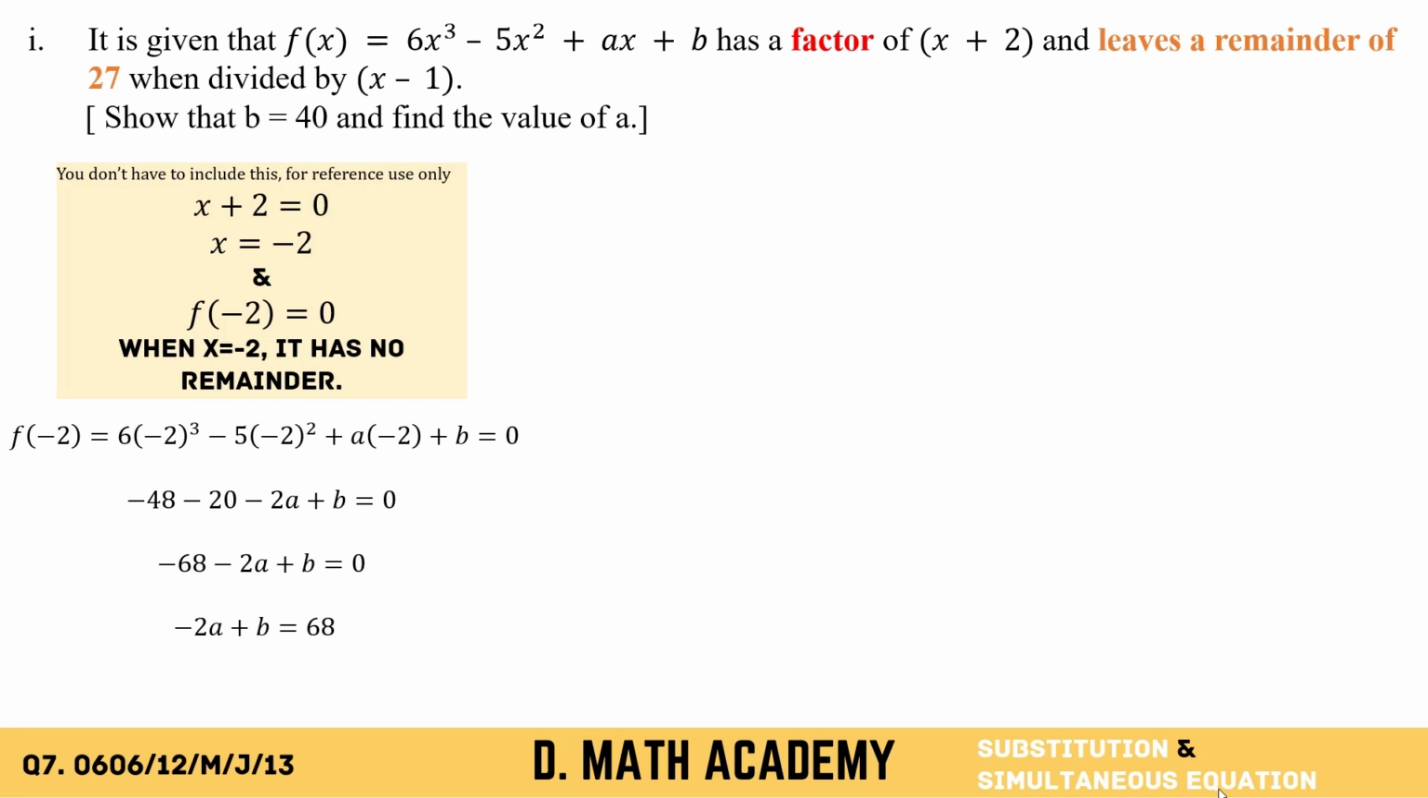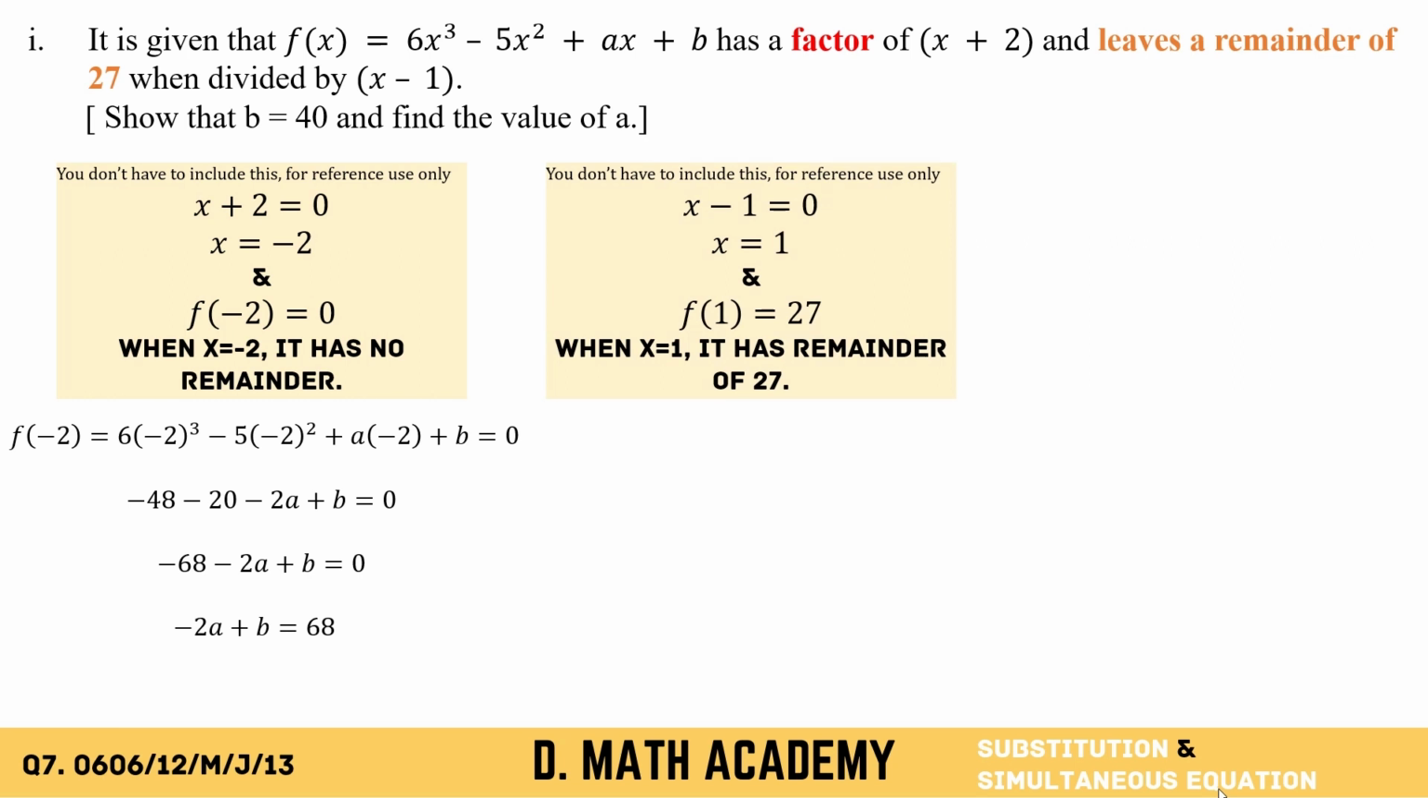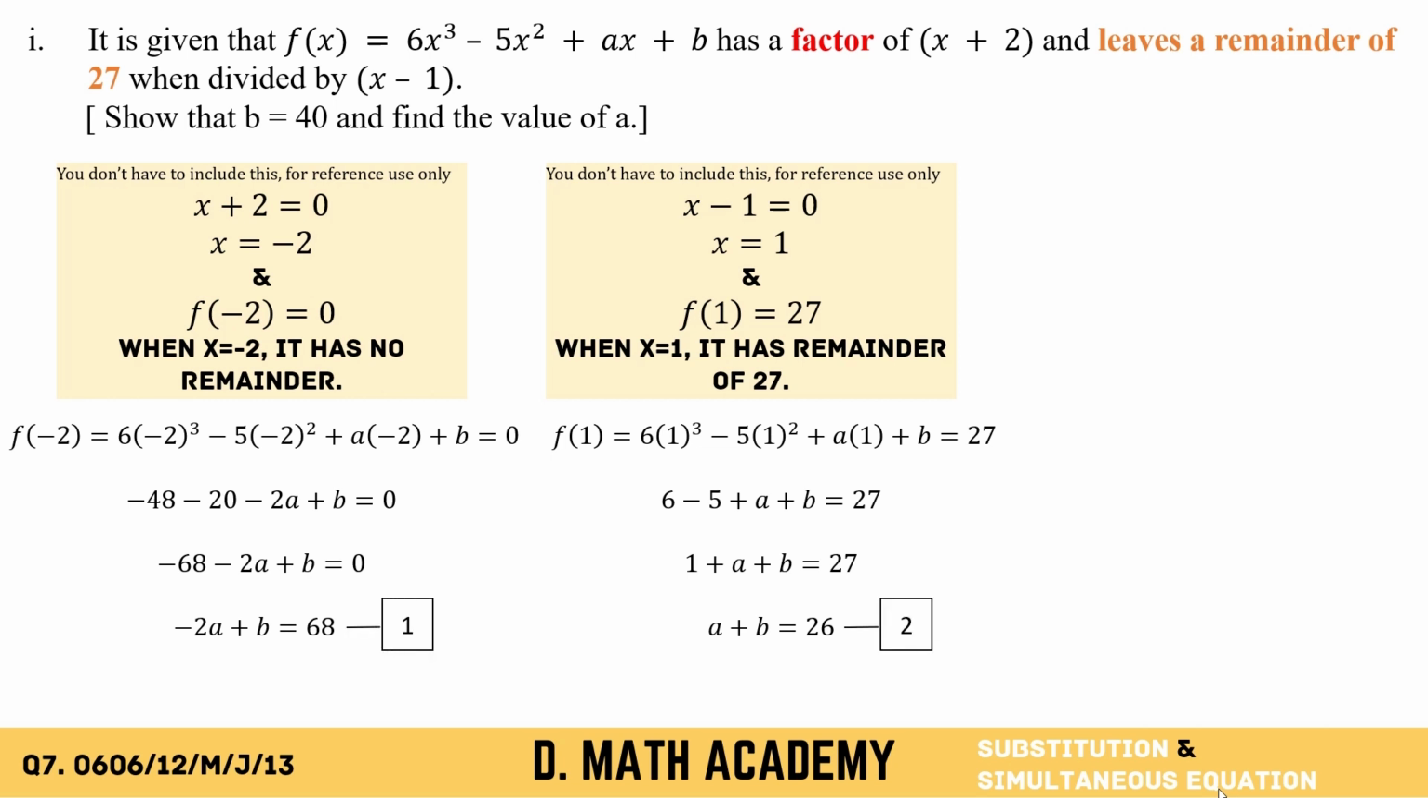Moving on to the next part of the question, we have the remainder of 27 when divided by x minus 1. Same thing, I set x minus 1 equals to 0, shift the 1 to the other side. So when my x is replaced with 1, it has a remainder of 27. You will see me listing down a equals to 27 over there. By running the calculation, you get your next equation as a plus b equals to 26. So this is your equation 1 and equation 2.